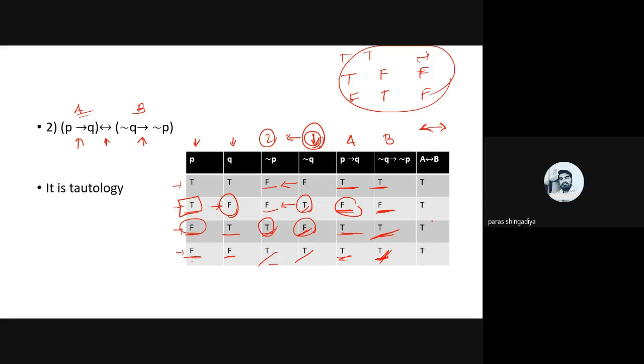Now check this final column. This is our final answer of the compound statement. All these values are in the form of T. All this output, all these row outputs are in the form of T, meaning it is a true value. So we can say this compound statement, which is given as p conditional q biconditional negation q conditional negation p, is called a tautology. It is an example of a tautology.